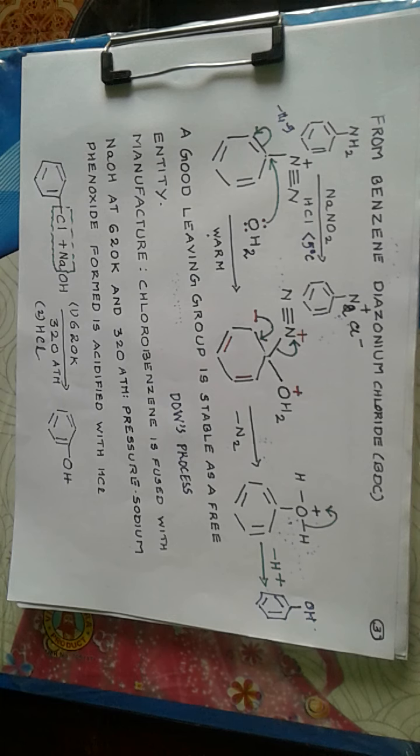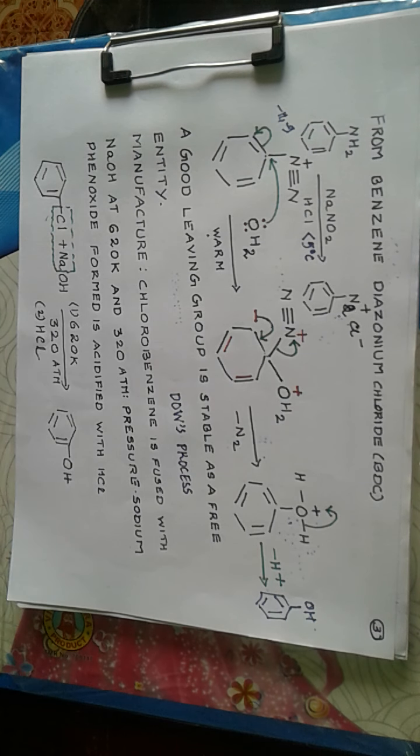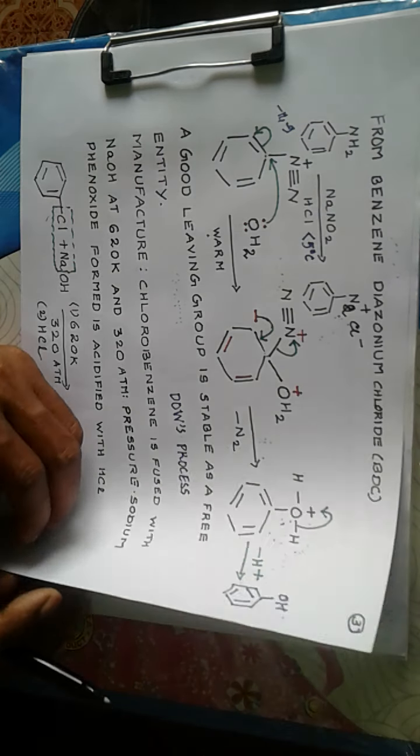Then as usual, free phenol will be formed, but the phenol will react with the sodium hydroxide producing the sodium salt, which can be acidified with the acid HCl or H2SO4 to get the free phenol. The simple reaction is removal of Cl and formation of OH. You must remember that this OH is acidic, so it will react with NaOH producing O minus Na positive, and then you have to treat it with HCl to get the free phenol. So that is one method of manufacture.